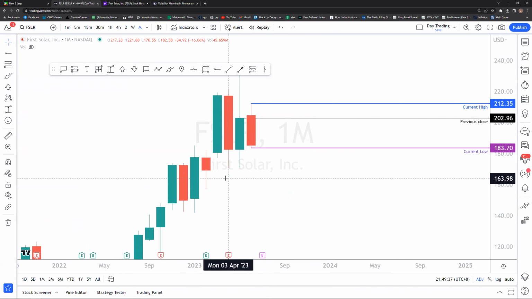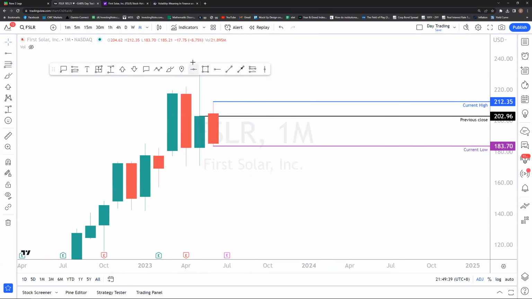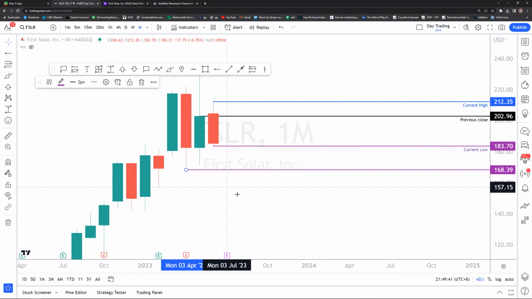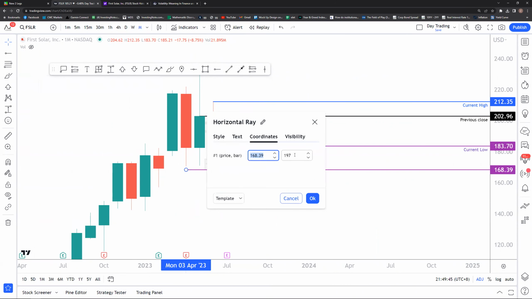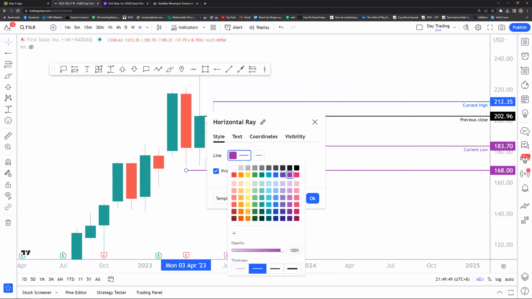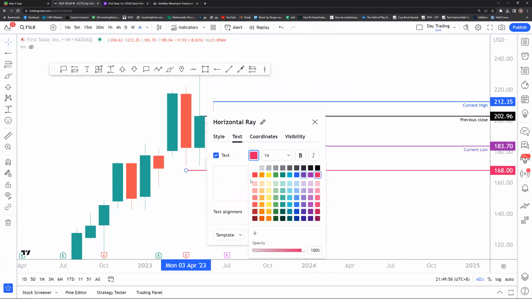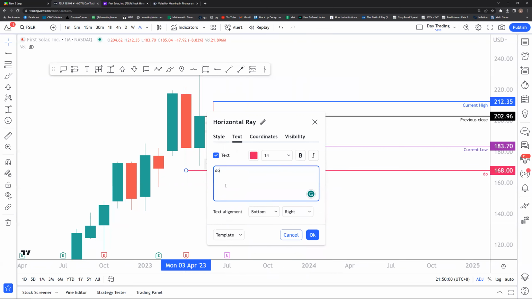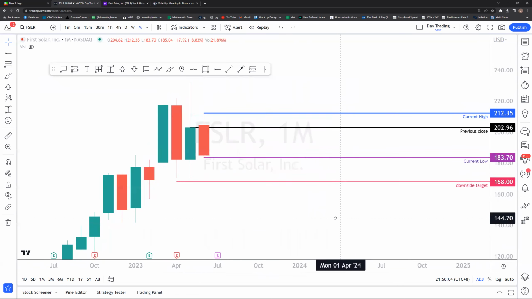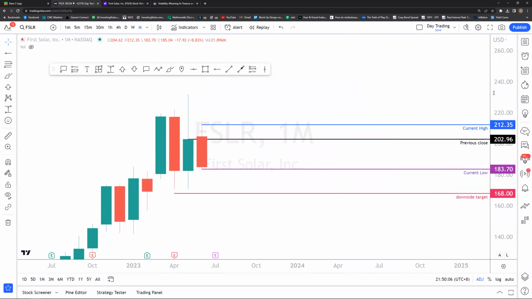So let's just put a theoretical stop loss. Our theoretical stop loss, let's put at 168. I will call this the downside target. So this is our downside target. Our downside target is at 168.